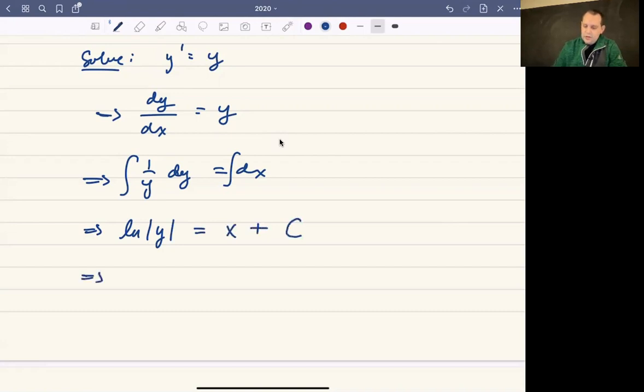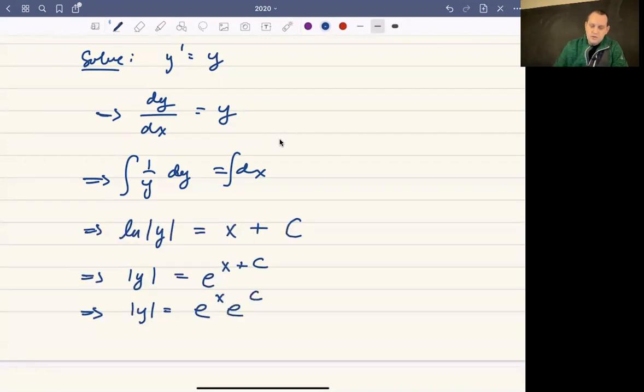Okay, and so that tells us that the absolute value of y, if we exponentiate both sides, will be e to the x plus c, or e to the x times e to the c if we separate those out. Or remember, c just stands for generic constant. E to the c is another constant. So this tells us that the absolute value of y is actually c times e to the x.